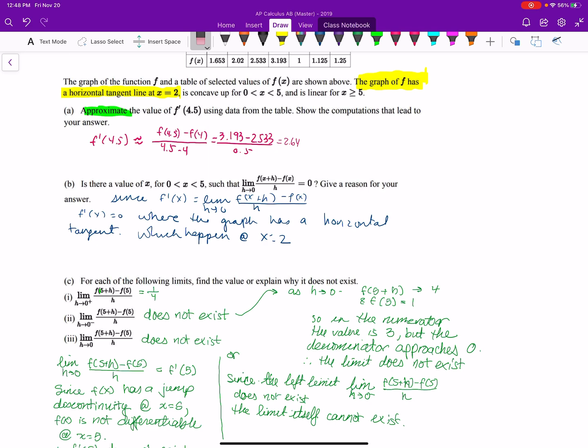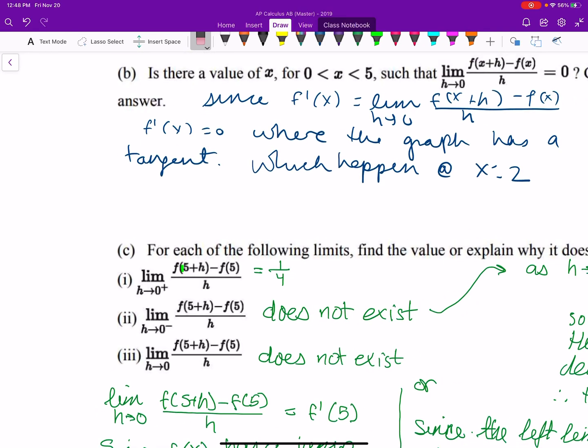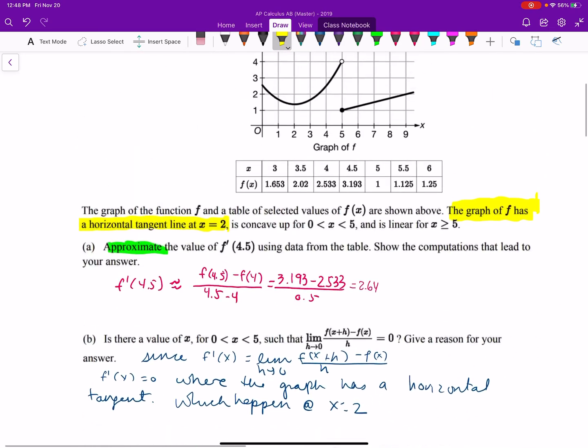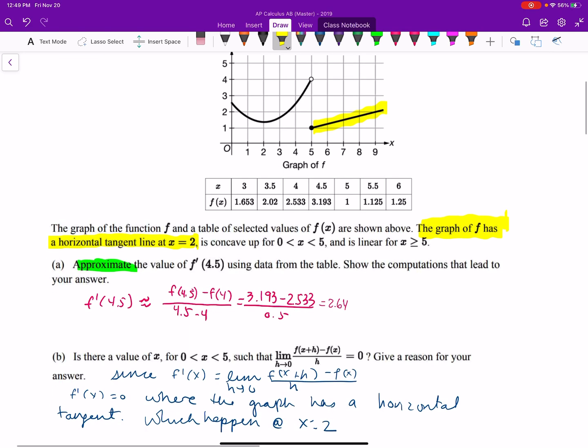Okay, part C. I went through this a couple of times because I see that it's the definition of a derivative at 5. However, I have to consider it from the left and from the right. This one is from the right, which is pretty straightforward because from the right it's a line segment, and the slope of the line segment is 1/4. You just look at the graph on the right-hand side, you go up 1/4.